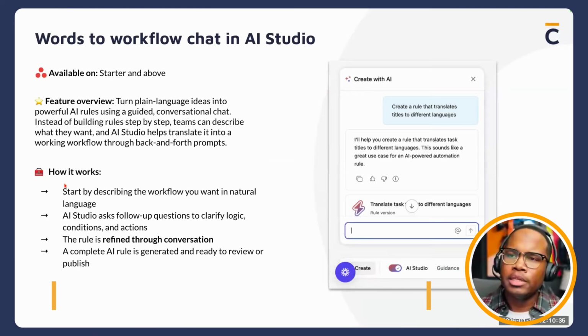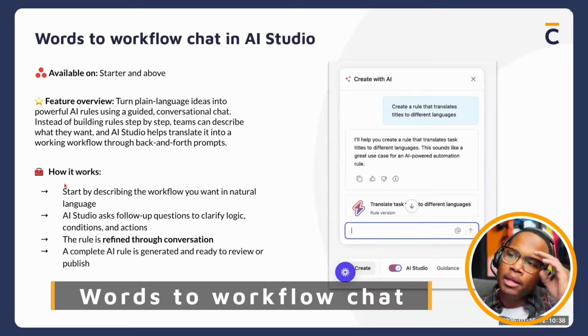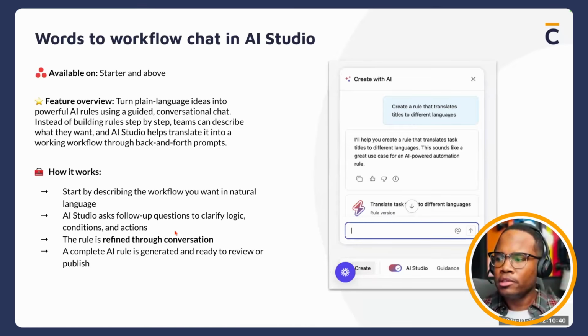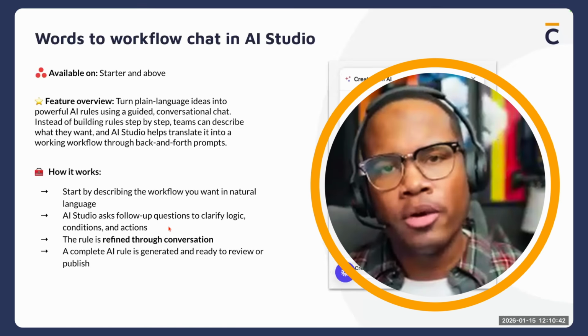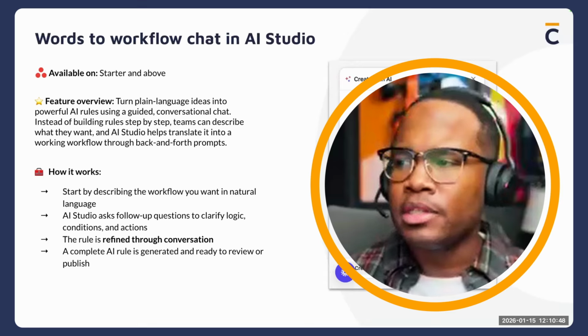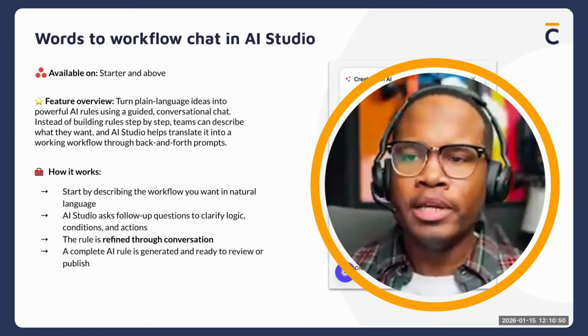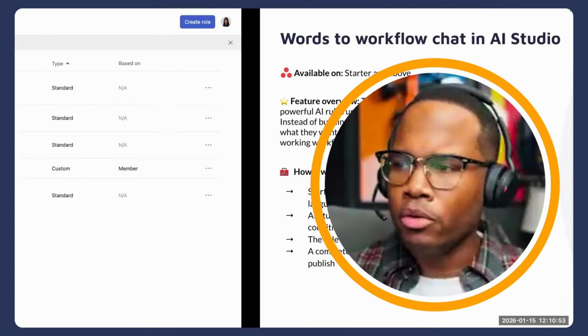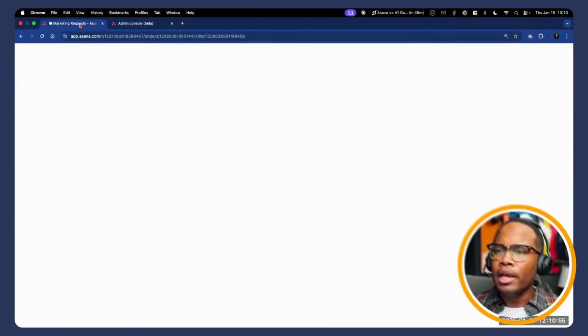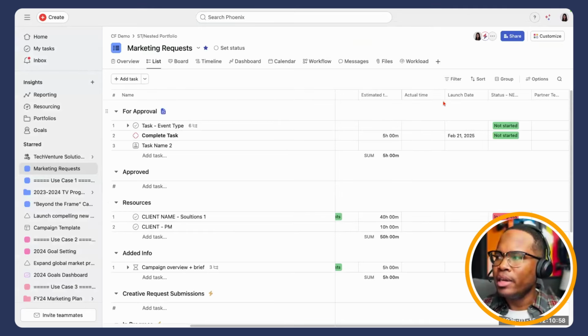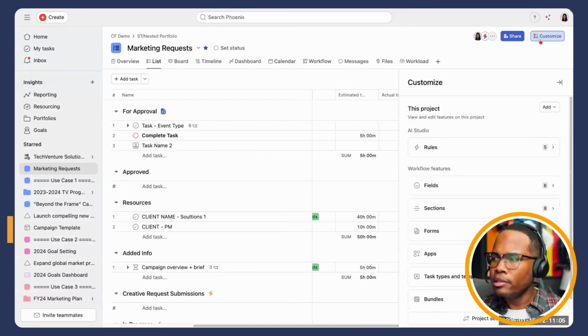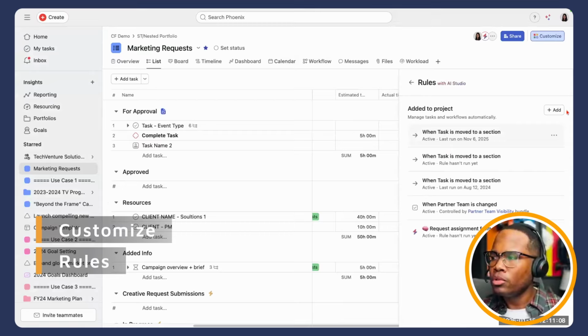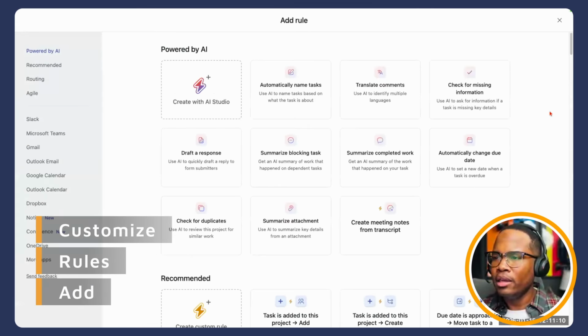Next update here is the words to workflow chat inside of AI Studio. And so if you're familiar with AI Studio and building within AI Studio, maybe you're not comfortable with it just yet, Asana has made it easier to get started by creating your rules inside of AI Studio. And so what we're going to do is we're going to navigate to our project. You would build an AI Studio rule like you would a standard rule. So go to Customize in the top right. We're going to go to our rules and we're going to add a rule.